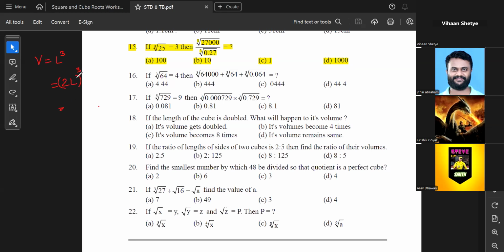So 2 also gets cubed and length also gets cubed. So 2 cube is 8 and then comes length cube. Your new volume, this is V1, will be equal to 8 multiplied by L cube, where L cube is the old volume. So instead of L cube, when I substitute V, I'll simply get the new volume will be 8 times the old volume. Option C is your correct answer. Okay, thank you, sir. Great.